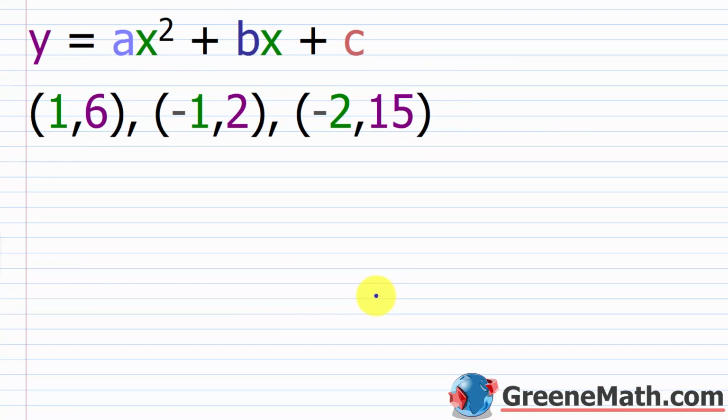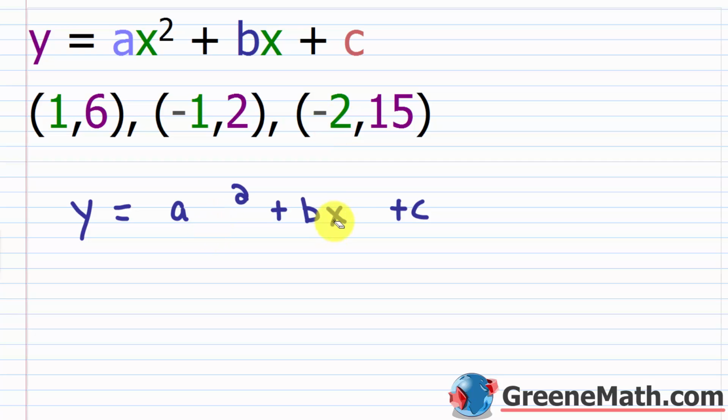All right, so let's look at another example. So again, we have our y equals ax squared plus bx plus c. And now we're given the points 1, 6, negative 1, 2, and negative 2, 15. So again, the same process. We're going to say that y is equal to ax squared plus bx plus c. And we're just going to plug in for x and y, again, using this data from the points.